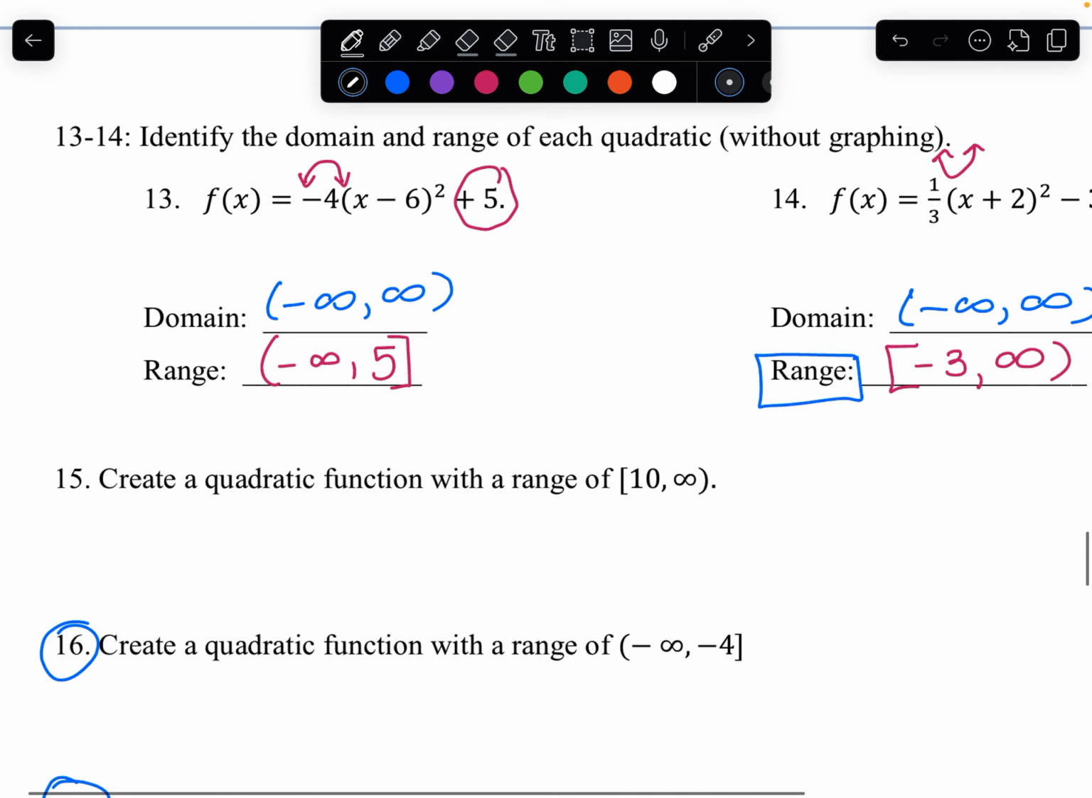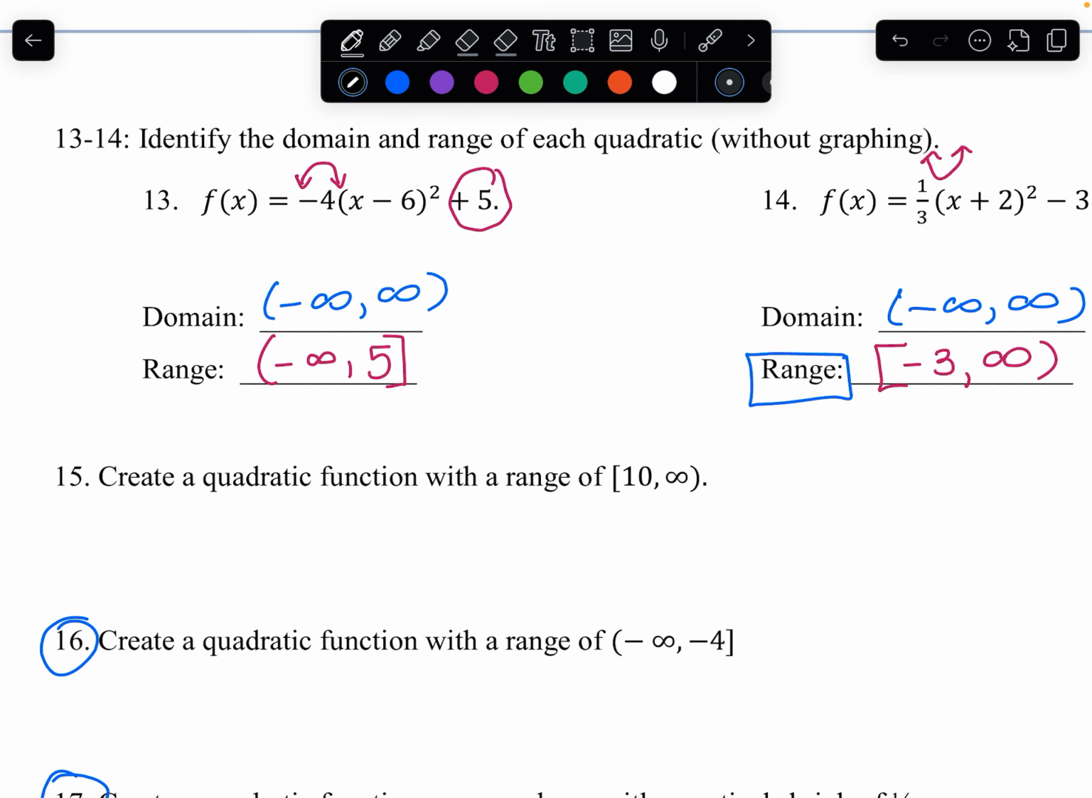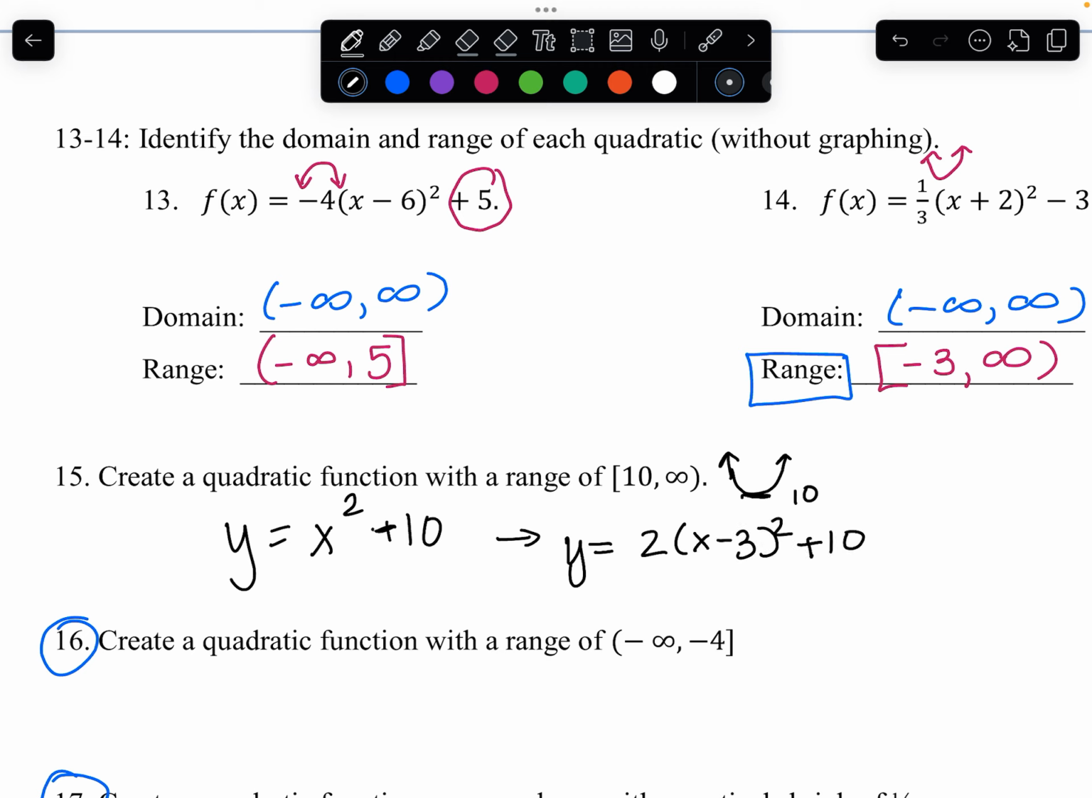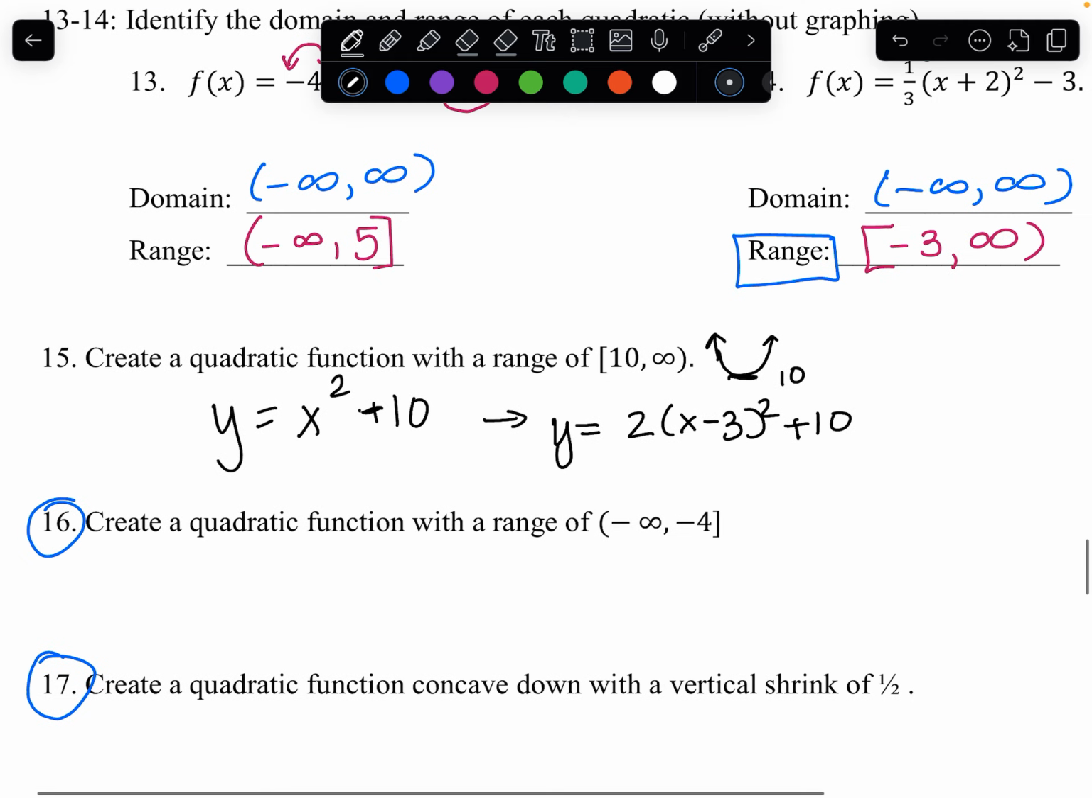Number 15. So what we do here is we create a quadratic function with a range of 10 to infinity. So what this means is our graph is pointing up because the bottom of our graph is at 10 to the top to infinity. And so our bare minimum for this, because our a value is positive, is x squared plus 10. The x squared is to let us know it's a quadratic, and the plus 10 is to know it's vertically shifted up 10. You could write it like y equals 2 times x minus 3 squared plus 10 if you want to be fancy, but you don't have to, but that is one way.